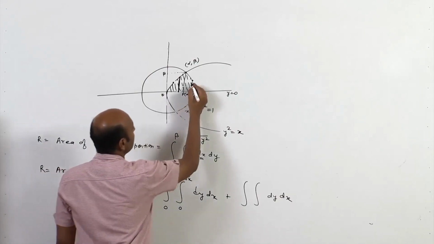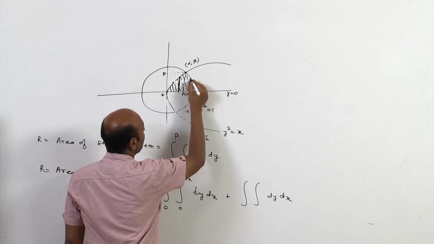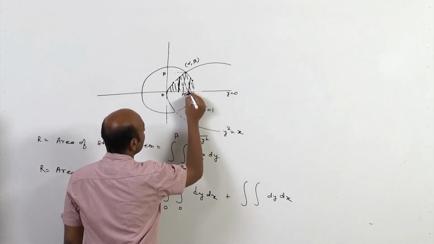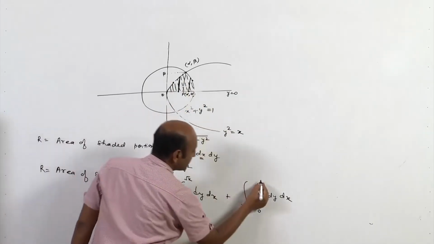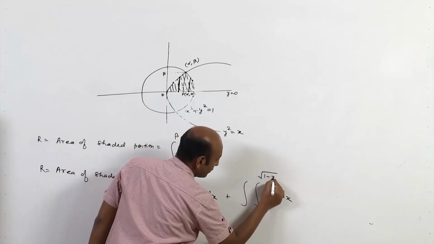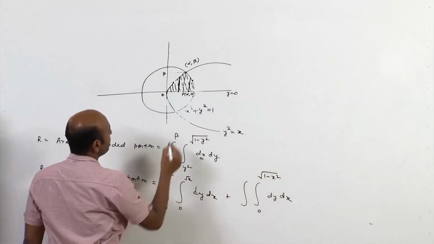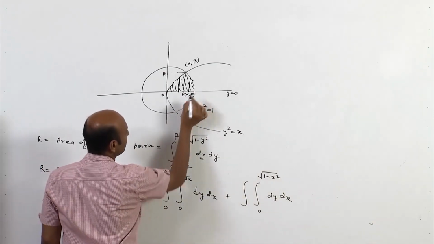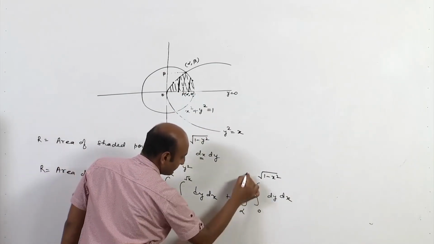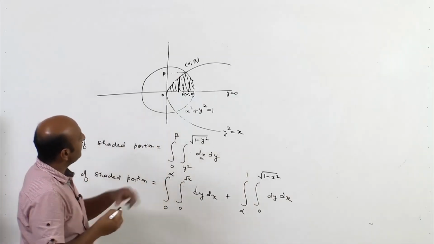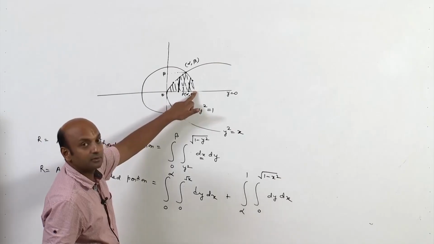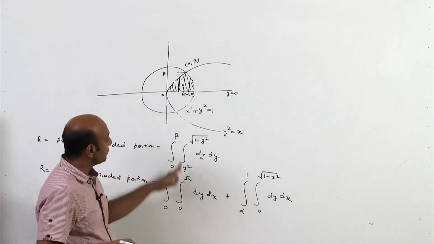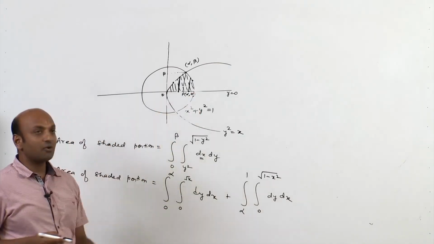And in this region, when you take a strip parallel to y axis, here y is 0 and here y is on the circle, which is given by under root 1 minus x square, and x is varying from alpha to 1, because here x is alpha and here x is 1. Okay. So, the sum of these two will give the area of the shaded region.